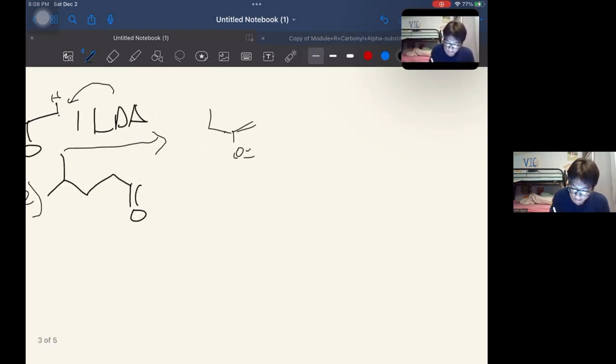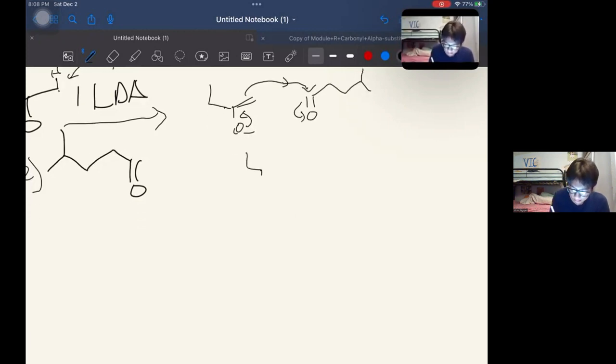And then it can react with the other one. Why don't you try it out? Okay, so it would look something like this. It would go out and react with the other carbonyl carbon. The electrons go onto the oxygen, and it's like this. Then it reacts with an H.